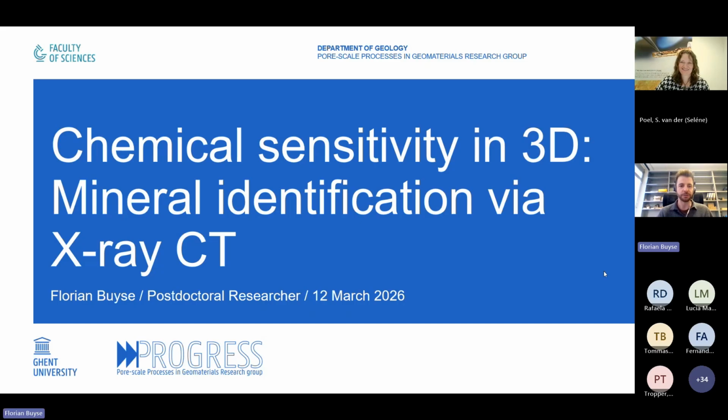So again, thank you for the introduction. As said, I'm investigating what is possible with X-ray CT in terms of chemical sensitivity, with the main goal to identify minerals in CT scans. The work that I will present is work that I conducted during my PhD, and I will show what I'm doing right now during my postdoctoral research, building on my PhD work.